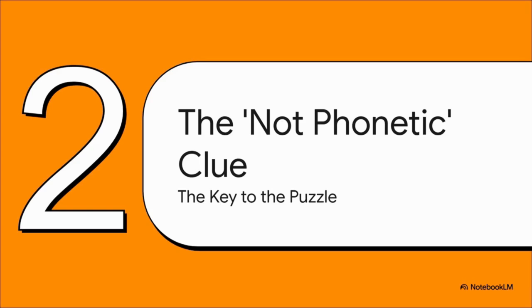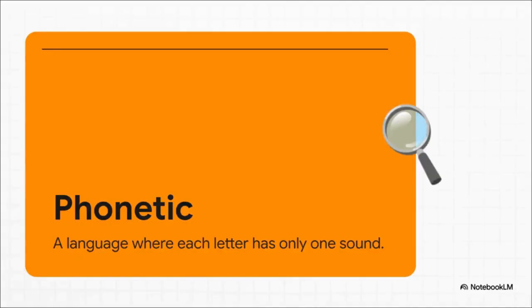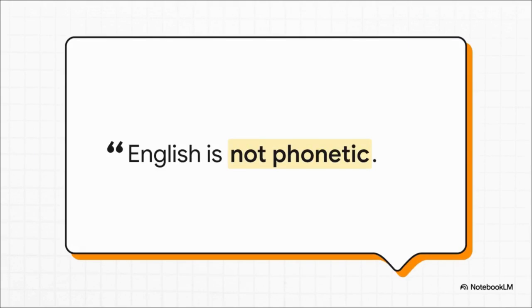The key to solving this entire puzzle really just boils down to one single crucial clue about the English language. First, we've got to get a term down: phonetic. A phonetic language is super straightforward, right? Every single letter has one sound, and only one sound. It's a perfect one-to-one match. Simple. And here it is, the big aha moment. English is not phonetic. That's it. That's the secret. It's the number one reason for all this confusion. In English, one letter does not always equal one sound.